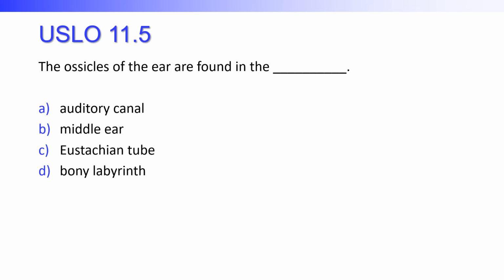The ossicles of the ear are found in the auditory canal, middle ear, eustachian tube, or the bony labyrinth. In the middle ear.